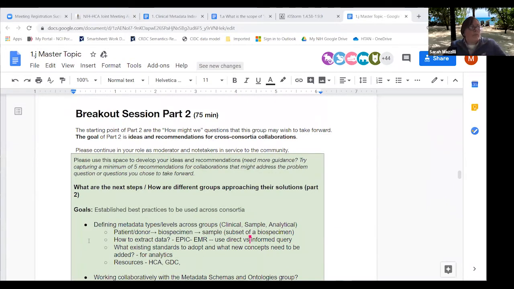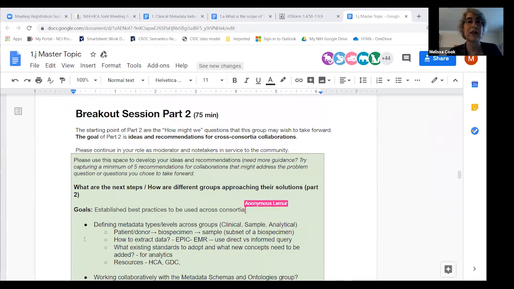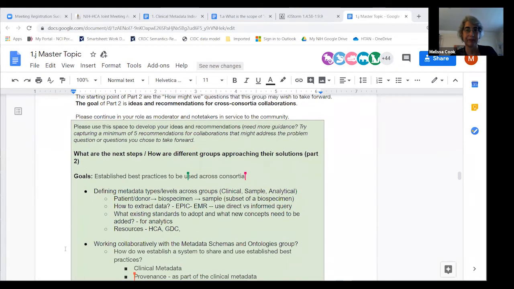Just so I'm showing the right section of the document, do you mean this section? Yep. At this point, Sarah? Okay, great. Yeah, thank you.